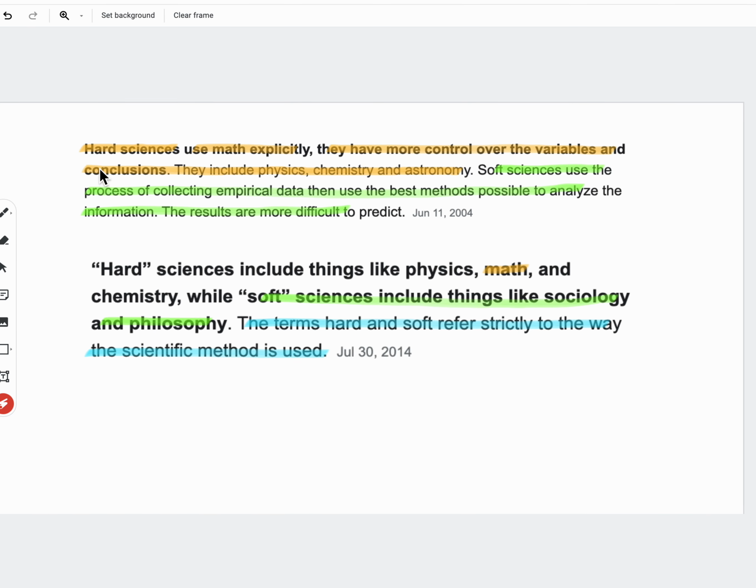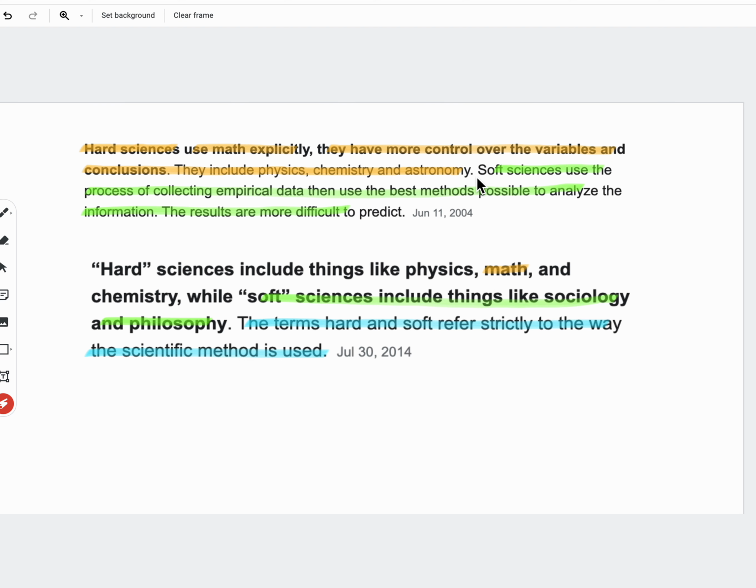To put this into context, we do have hard and soft sciences. The hard sciences use math explicitly because they have more control over the variables and conclusions. This would include physics, chemistry, astronomy, biology, and such. Our soft sciences use the process of collecting this data and then use the best methods possible to analyze the information. These are a bit more difficult to predict because we're looking at more subjective, abstract types of sciences that we have to correlate or extrapolate the data to. And that's not always so easy.